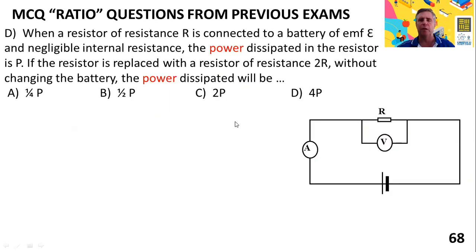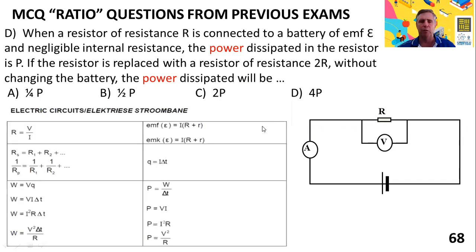Right, I hope you've taken time to answer these. Number D: when a resistor of resistance R is connected to a battery, the power dissipated is P. If the resistor is replaced with a resistor of resistance 2R without changing the battery, what will the power now be? Will it be more or less?